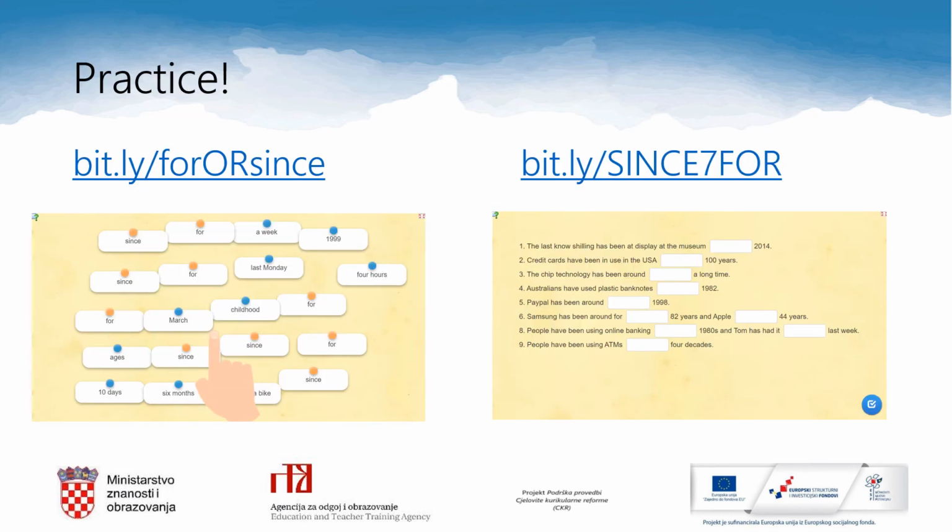Here on this slide, you have 2 games to play and practice. In the first game, you have to match since and for to the correct word. In the second game, you have to fill in the sentences with since and for. You can now pause the video, copy the links, and play the games.